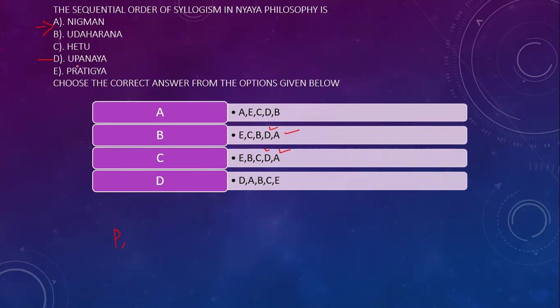Udarana or Hetu? It is Pratijna first, then Hetu, then Udarana. This one is correct. Okay. Pratijna first, Hetu second, Udarana third, Upanaya fourth, Nigamana fifth.